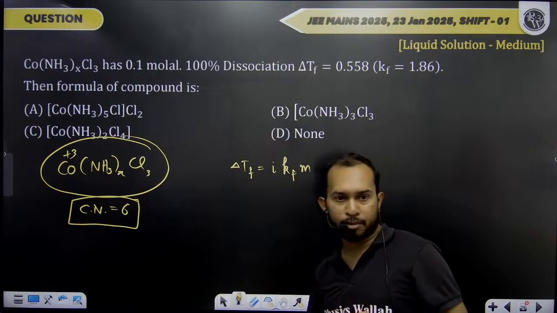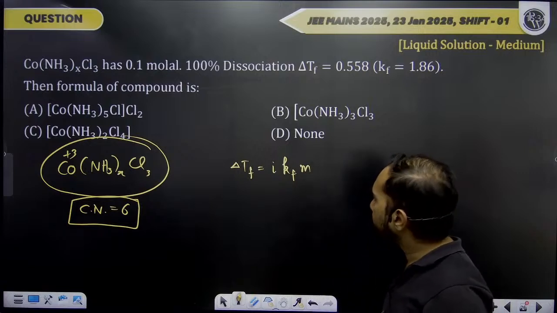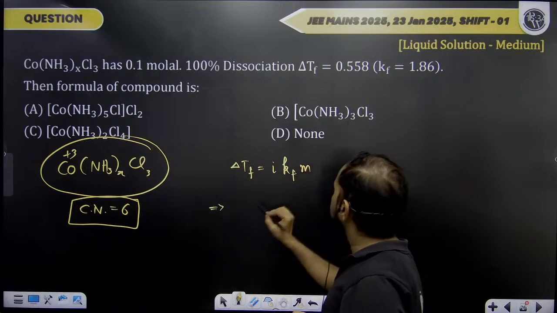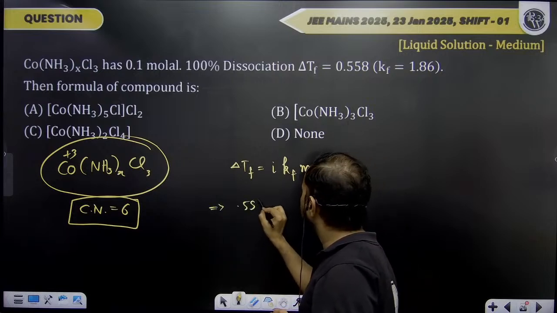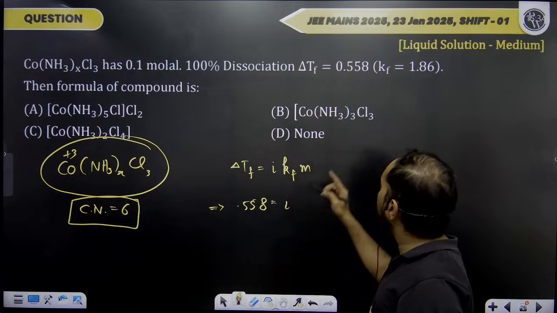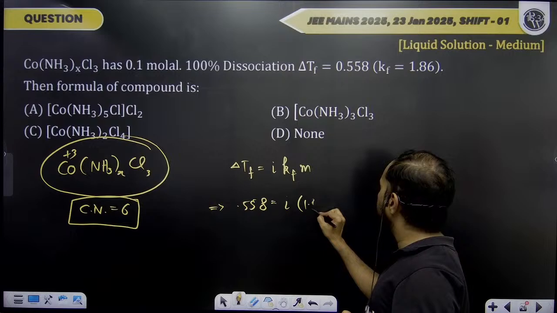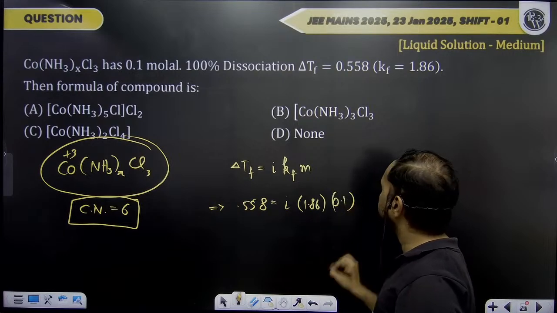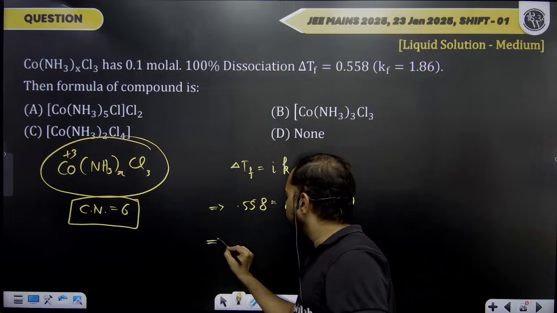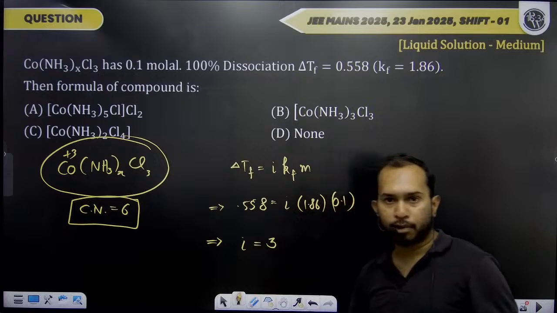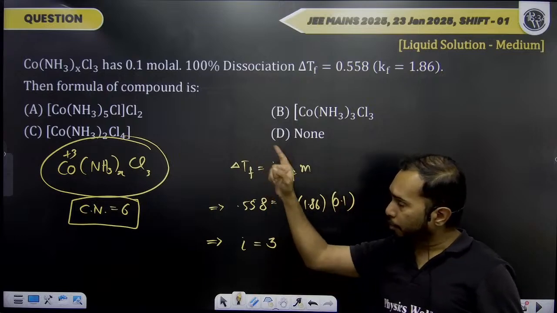A very basic formula, NCERT, right? Put the values. Delta Tf is given as 0.558. i we don't know, we are calculating the value of i. Kf is 1.86. Molality is 0.1. From here, if you calculate the value of i, it will come out to be 3. The van't Hoff factor for the molecule is 3.